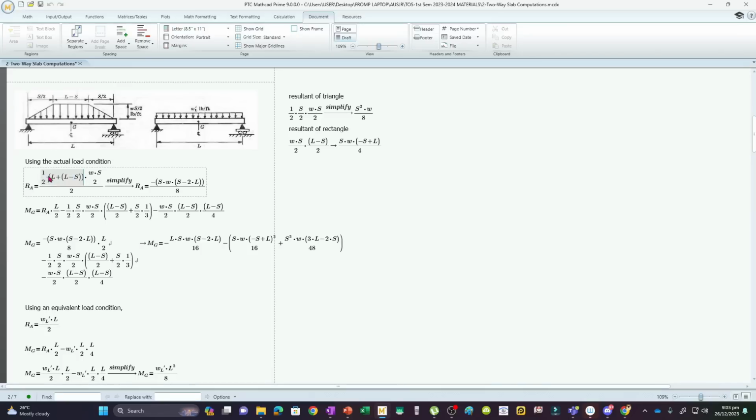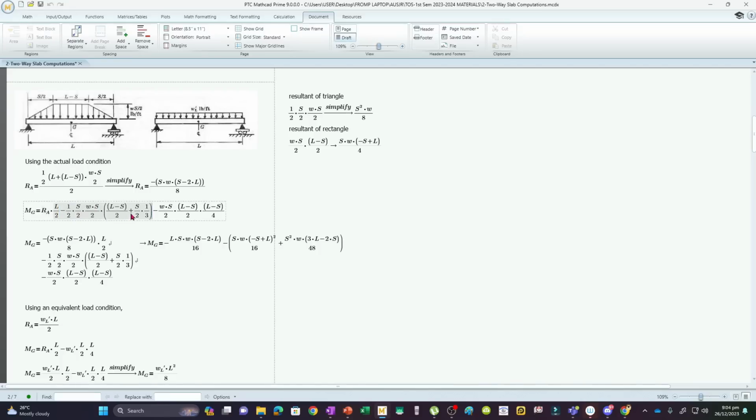And so itong 1/2 times L plus L minus S, this is just 1/2 times A plus B multiplied by the height, which is WS divided by 2. And so it will simplify into negative SW times S minus 2L divided by 8. And then we can get the moment at G. This is for the reaction at A.